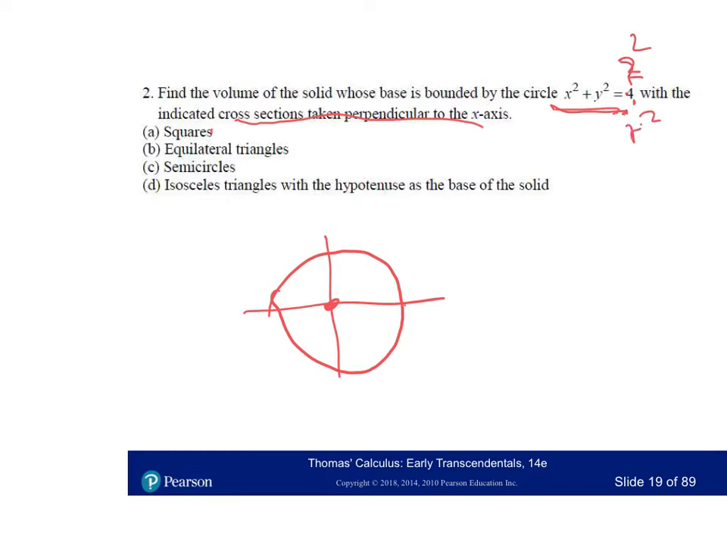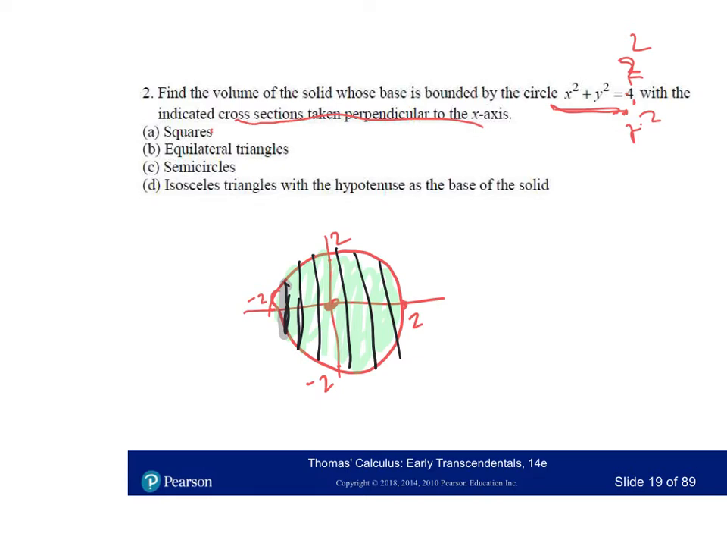So I know this goes to 2. I know this goes up to 2. I know this goes to negative 2. And this is also a negative 2. He wants me to use this region. Let me shade it in. This region is the floor. And I want squares that are coming out. So from the top, here's what they look like. All I see is this.